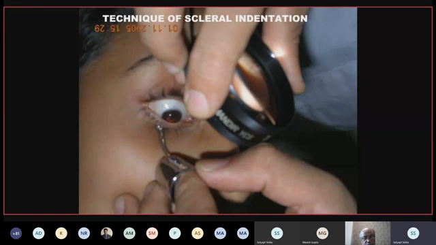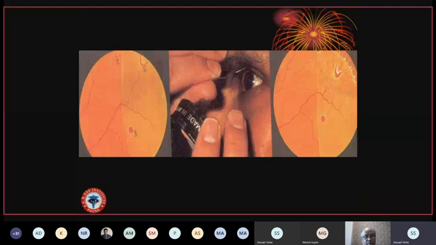Okay, so an important tip over here is to first make the patient look in the opposite direction to what you want to examine, and then place your depressor in position. Okay. So see the advantage of scleral depression. This you can see in all standard textbooks.